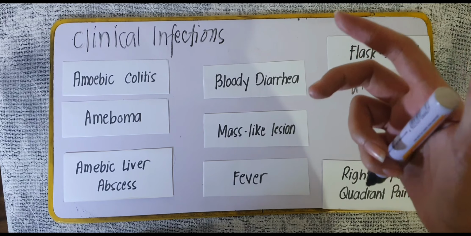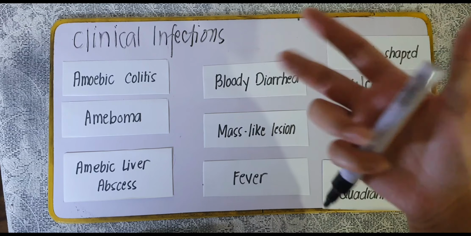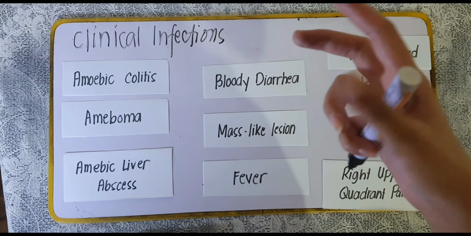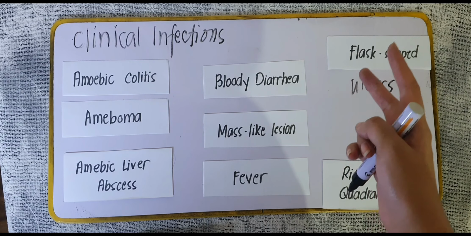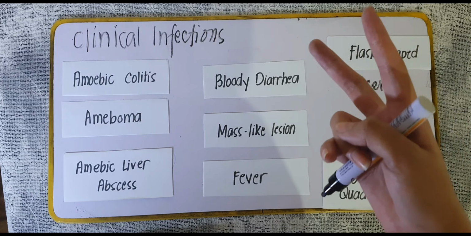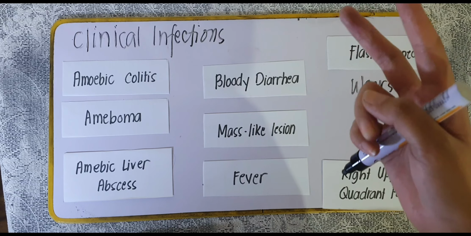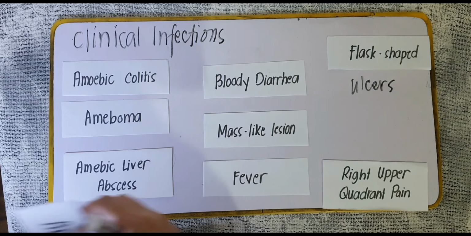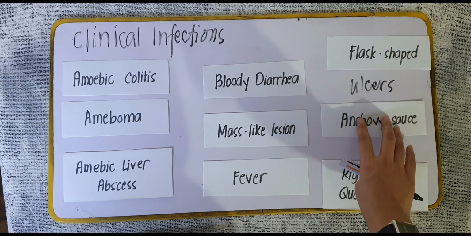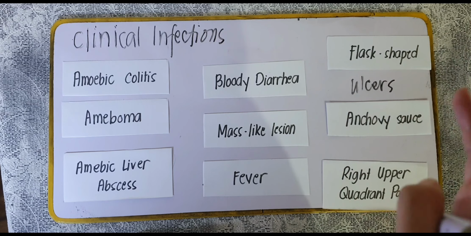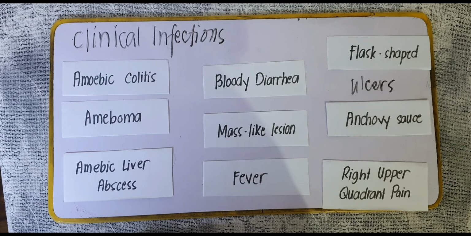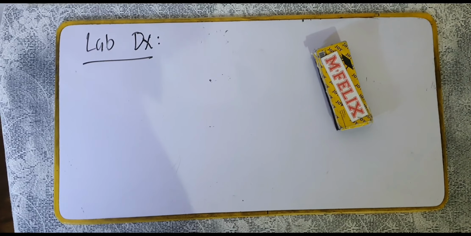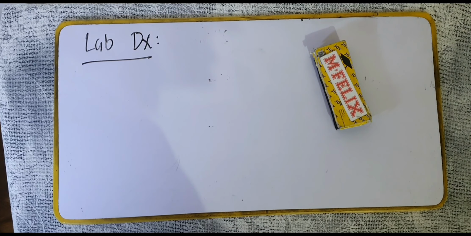Another important note to remember: once the trophozoite reaches the liver, it will lyse both the inflammatory and liver cells, and later on an abscess develops. This abscess becomes filled with necrotic, proteinaceous debris described as anchovy-like sauce aspirate. If you know anchovy, class, it is like bagoong. Now, let's go to the laboratory diagnosis of E. histolytica.